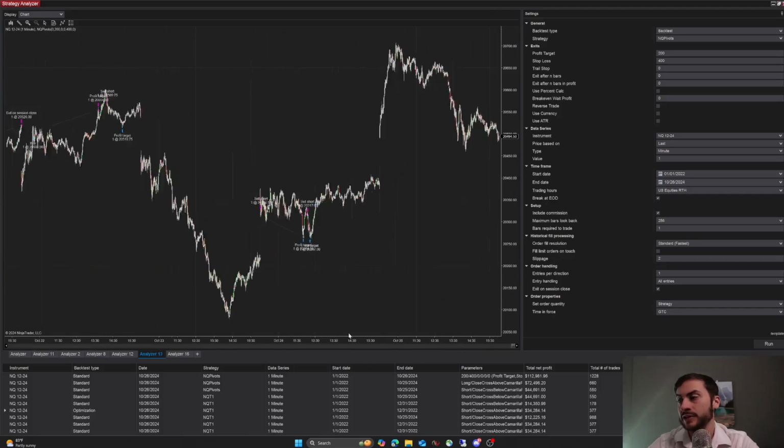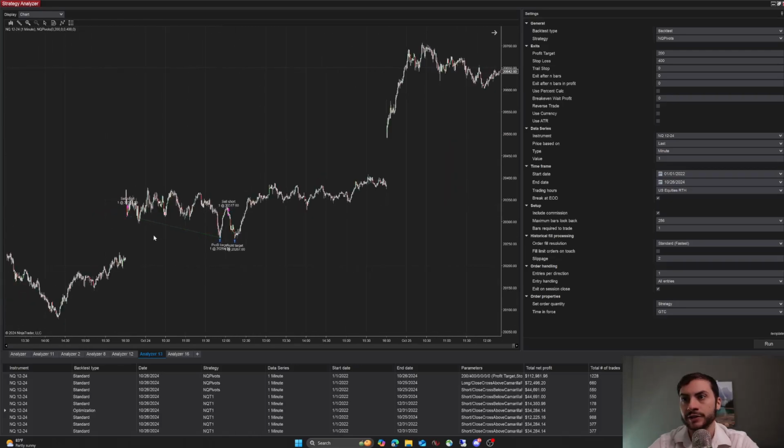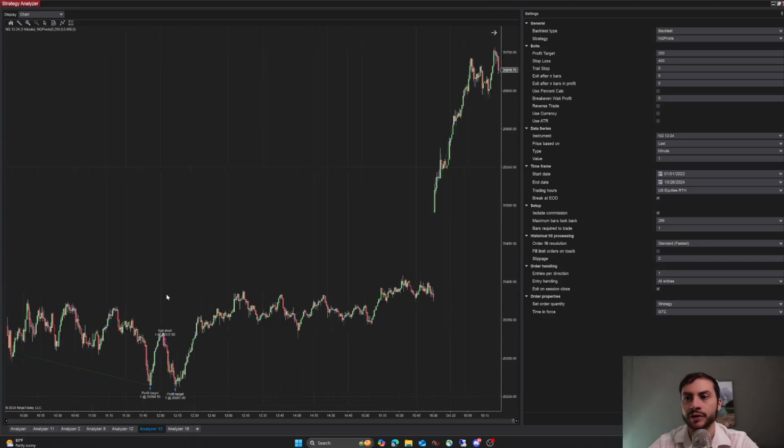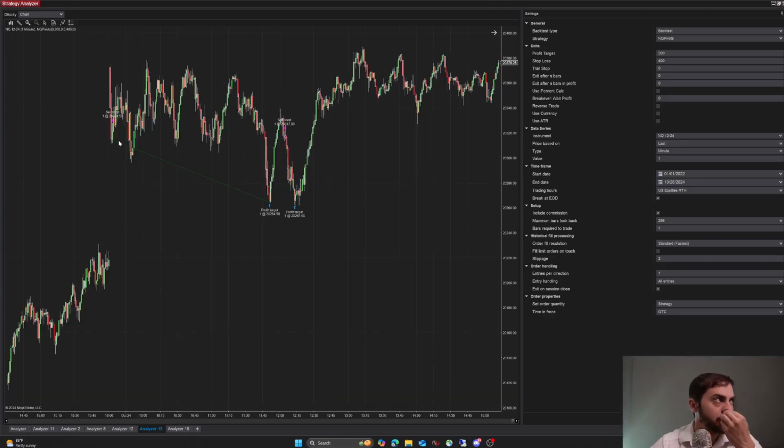But here we can see some of the entries, kind of how it trades. And it's very counter trendy. So it's usually a contrarian approach. It's going against the grain. So I'll explain this trade here.